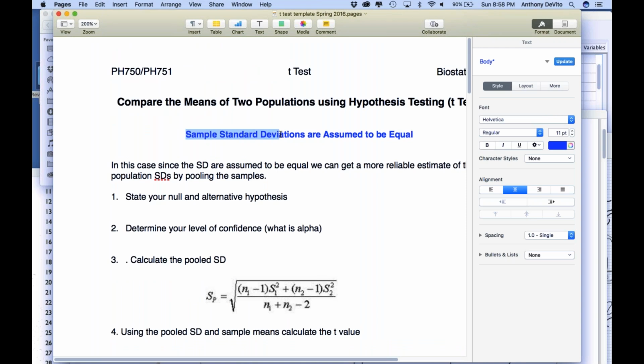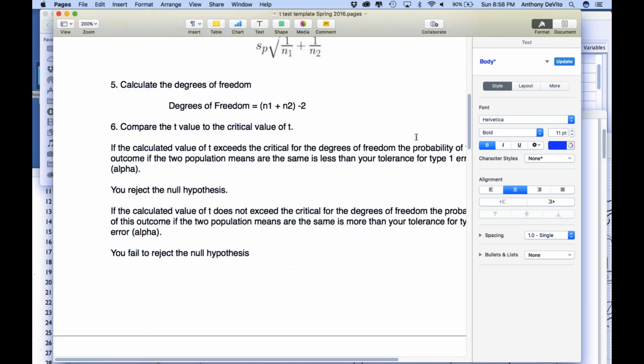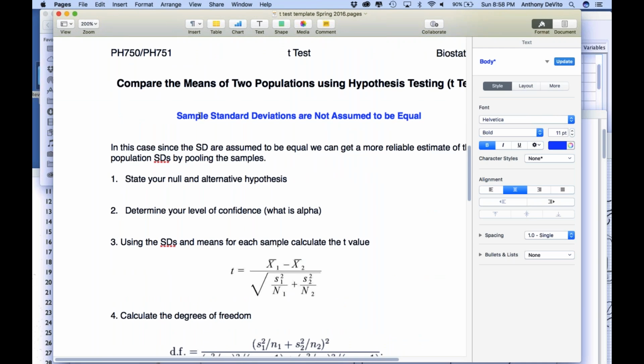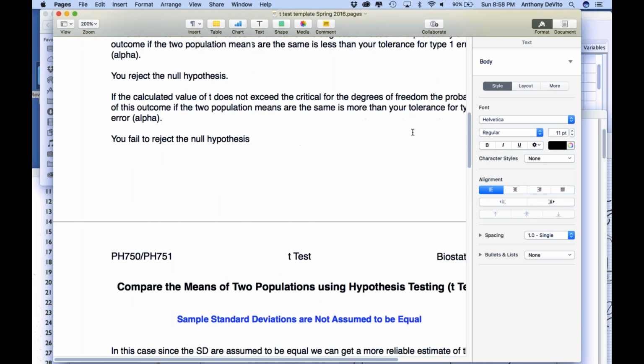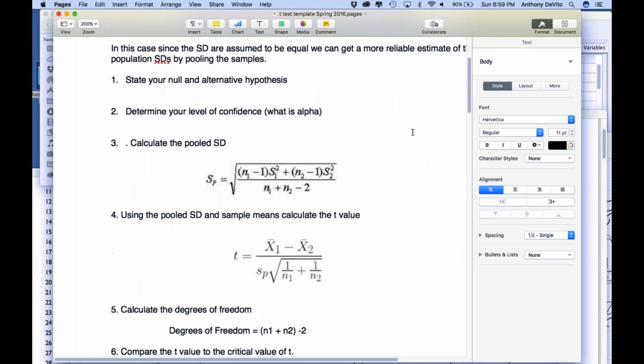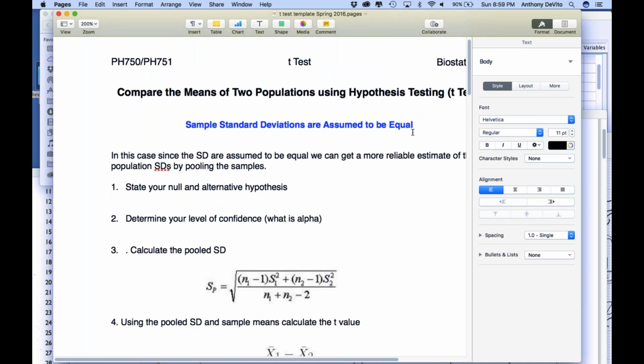You could have two samples and they could have equal variances, equal standard deviations. Or you could have two samples and they could have unequal standard deviations. If they have equal standard deviations.